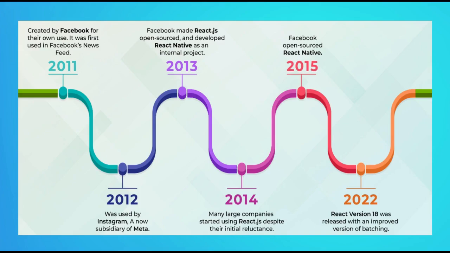In 2015, Facebook introduced React Native. So, developers could build mobile apps using JavaScript and React concepts. React 16.8 introduced hooks, one of the biggest changes in React's history. Hooks made functional components powerful enough to replace most class components.